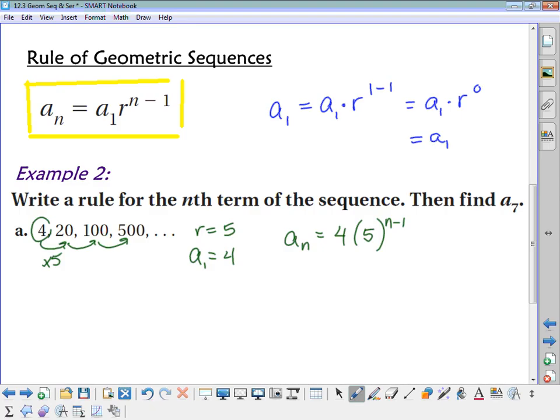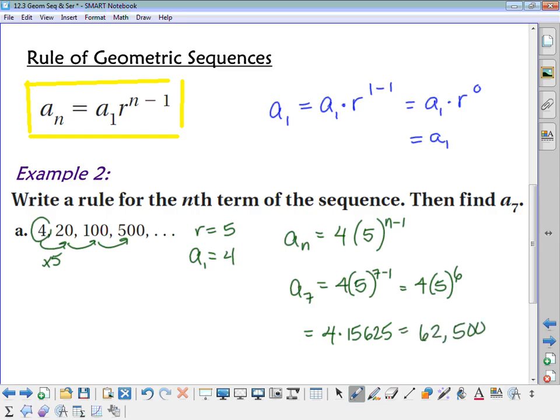So how am I going to figure out a sub 7? Plug in a 7, yeah. So 4 times 5 to the 7 minus 1, which is 4 times 5 to the 6th. And that is 15,625. So when I multiply that by 4, I get 62,500. Okay. Questions?